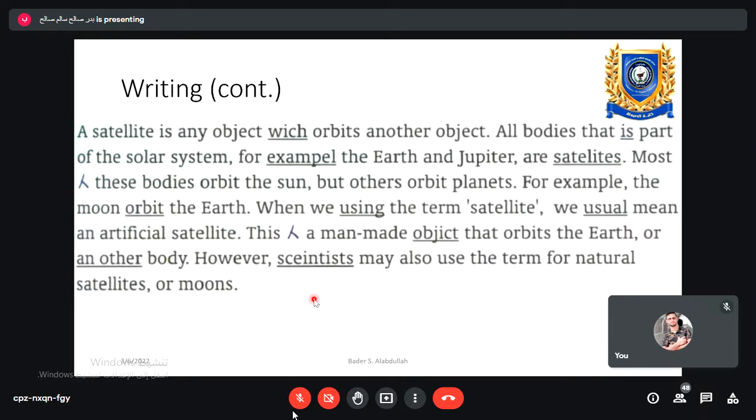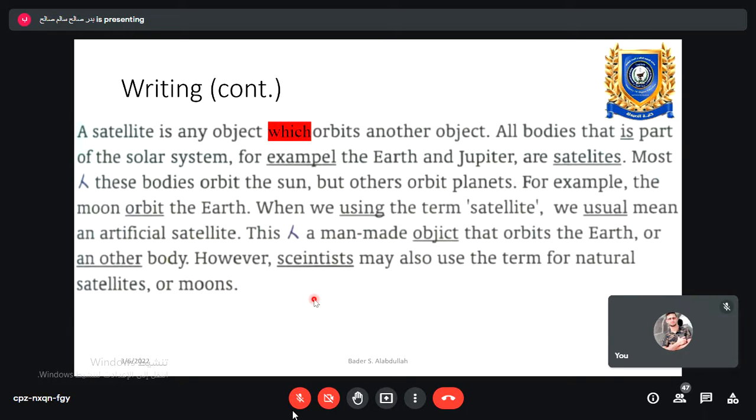A satellite is any object which. What's wrong with this word, which? The letter H. Okay, it's missing an H between the W and the I. A satellite is any object which orbits another object, which means that mistake was a spelling mistake.